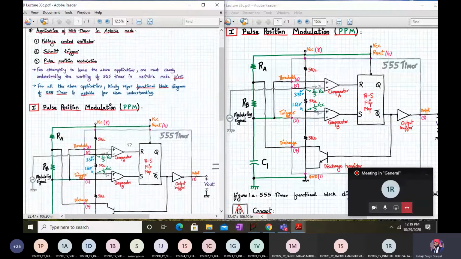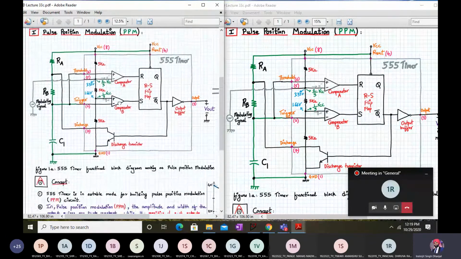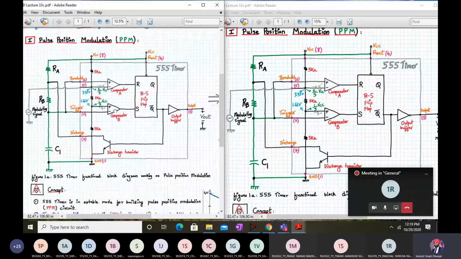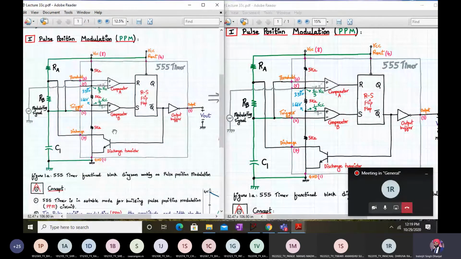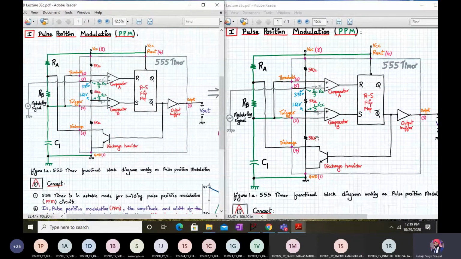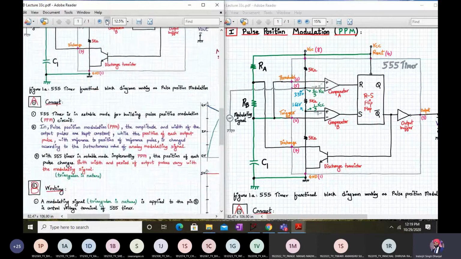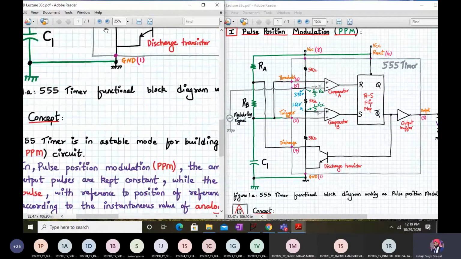So anyone of you know what is a pulse position modulation technique? Or else I will describe it, no problem. I'll give you 5 seconds to respond. Anyone? You have heard of pulse width modulation. What is pulse position modulation? Okay, no problem. I will help you to recollect the same concept.